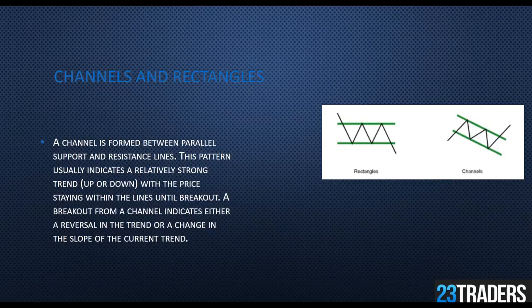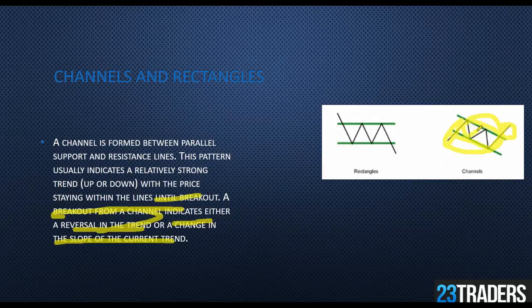This pattern usually indicates a relatively strong trend up or down, with the price staying within the lines until a breakout. A breakout from a channel indicates either a reversal in the trend or a change in the slope of the current trend. So you can get a breakout going up. Okay, and when you get that breakout, this one is a reversal of the trend, because as you see, price was moving in a downtrend.